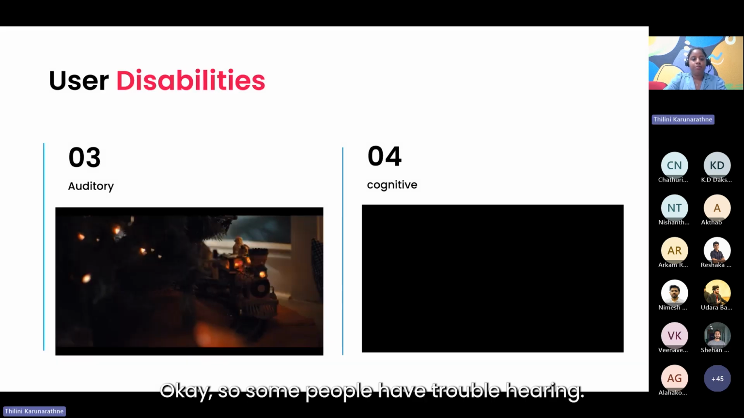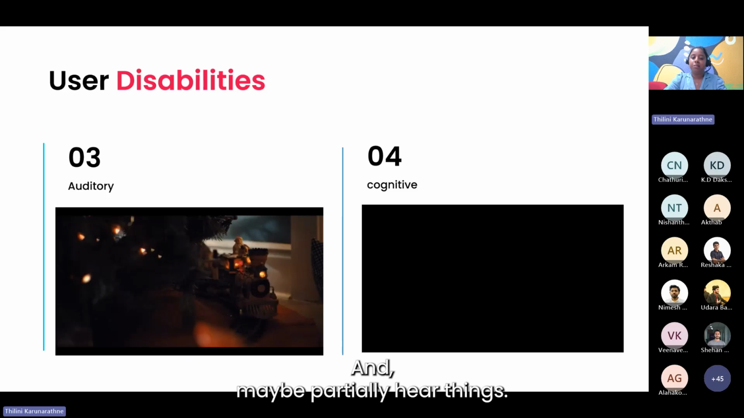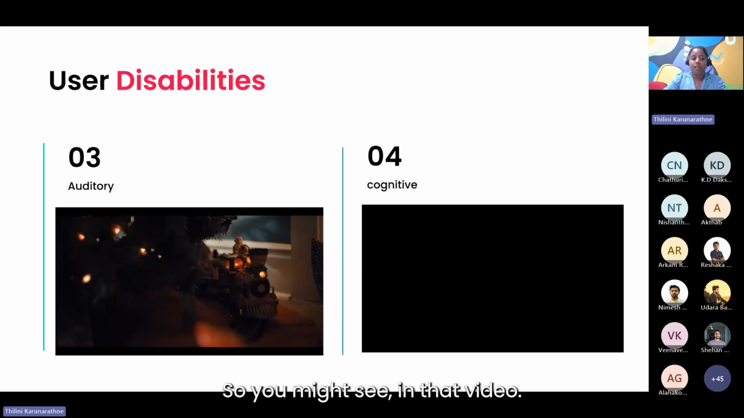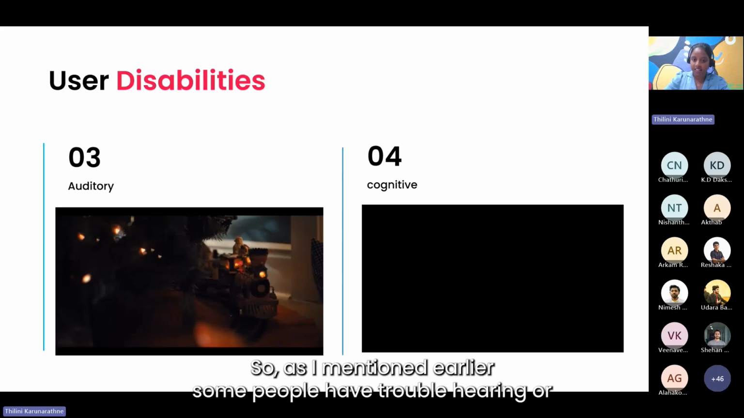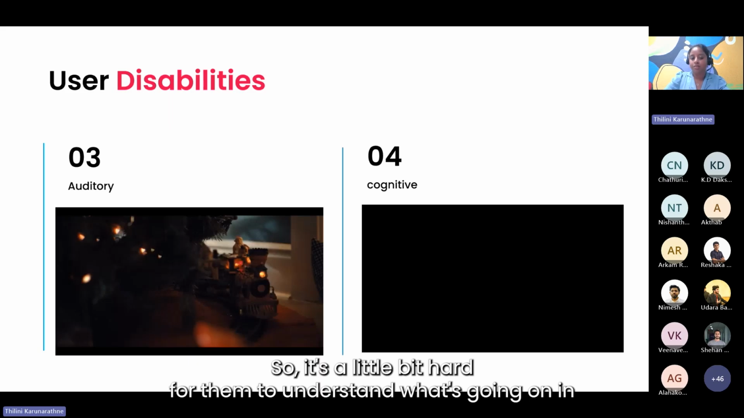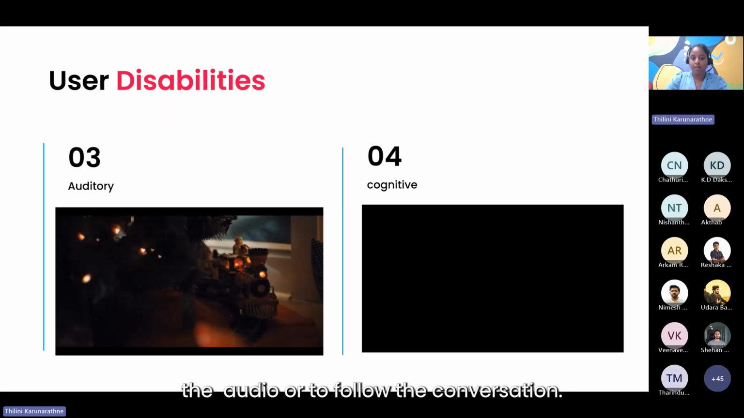Okay, so some people have trouble hearing. They may be deaf or partially hear things. So this can make it harder to understand audio or follow a conversation. As you might see in that video, some people have trouble hearing, or they may be deaf, so it's a little bit hard for them to understand what's going on in the audio or to follow the conversation.